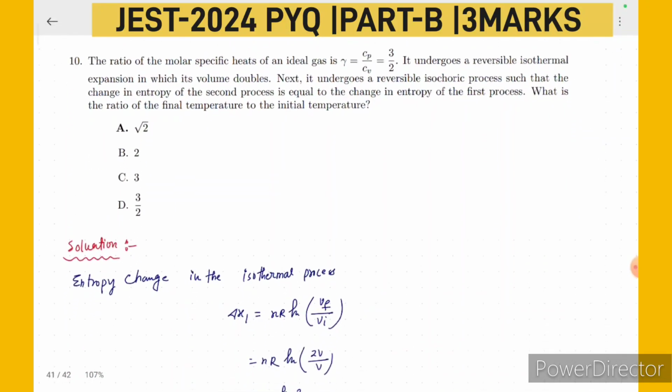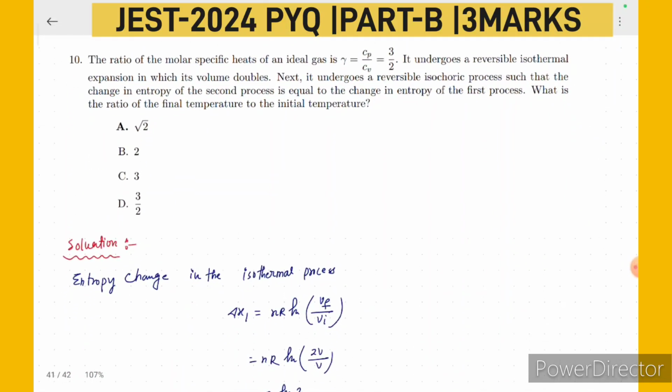Next, question number 10. The ratio of the molar specific heats of an ideal gas is given as gamma equals Cp upon Cv equals 3/2. It undergoes a reversible isothermal expansion in which the volume is doubled. Next it undergoes a reversible isochoric, that is constant volume, process, such that the change in entropy in the second process is equal to the change in entropy of the first process. So what is the ratio of the final temperature to the initial temperature?